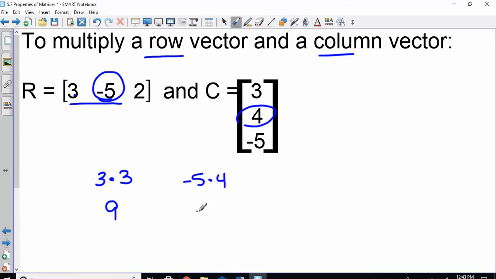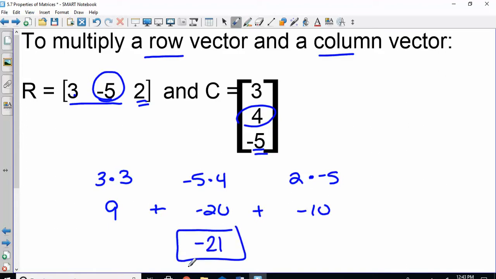So negative 5 times 4 is negative 20. We multiply the third entries. So 2 times negative 5 is negative 10. But then we actually add all of those numbers together. And we get negative 21. So when you multiply a row times a column, you get a single number for your answer.